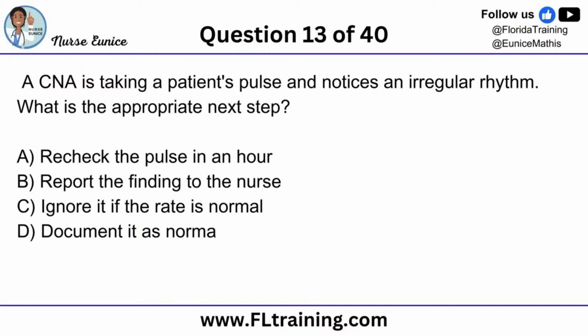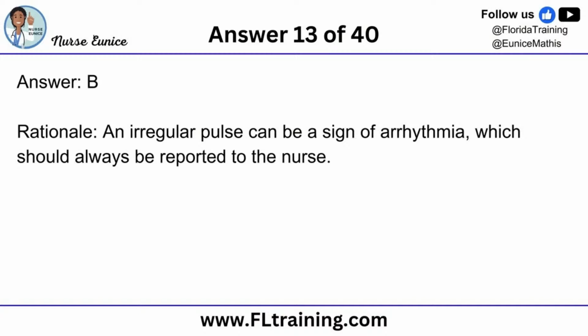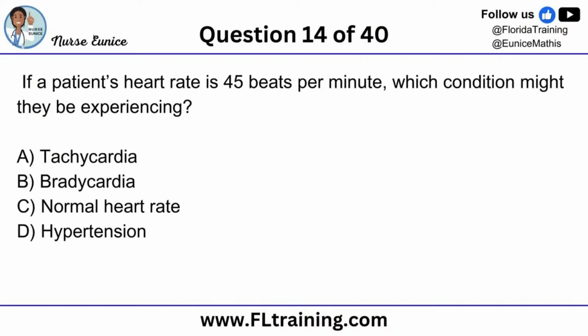All right, you're taking a patient's radial pulse and it's irregular. What do you do? And that is right, everybody. It doesn't hurt to let the nurse know because this could be a change in the patient's heart rate. An EKG may be needed. So it is B. An irregular pulse can be a sign of an arrhythmia, which should be reported to the nurse right away.